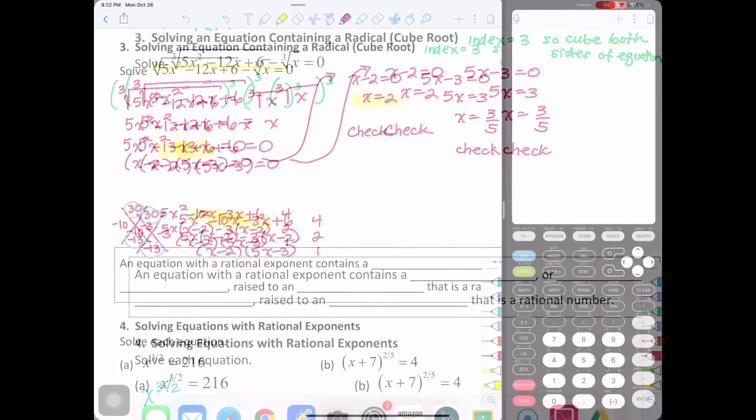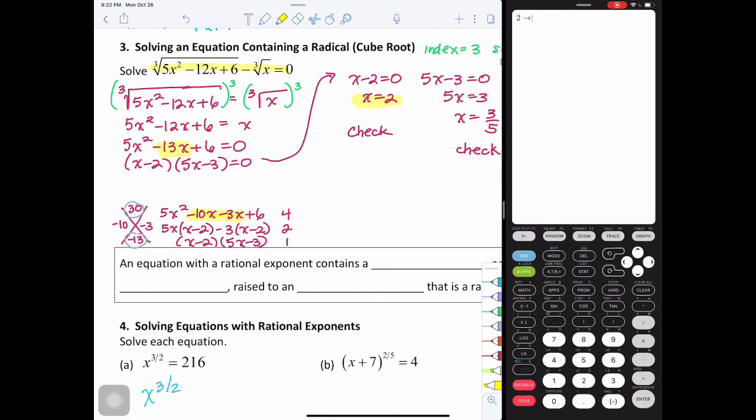equal to 2. And we'll have 2 and store it as x. And now we'll just type it in. So math, number 4. In my calculator, it's number 4. So you just type it in: 5x squared minus 12x plus 6, come out of that cube root, minus the cube root of x. And let's see if that's equal to 0. It is. Now, this is the cool part. We did check x equal to 2, and it is a solution.